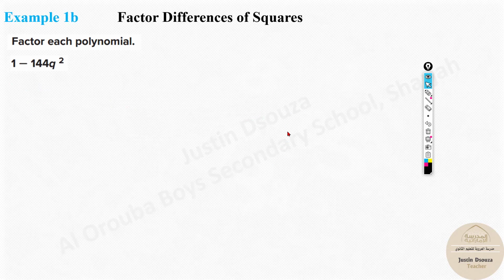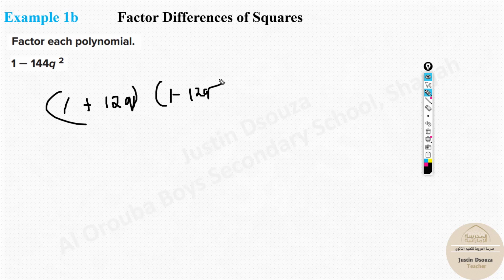Now please do try the other problems. This one is again another simple and easy problem. Pause it and try it. I hope you tried it. The answer would be 1 plus, square root of 144 is 12q, and same thing, 1 minus 12q. That would be the answer.